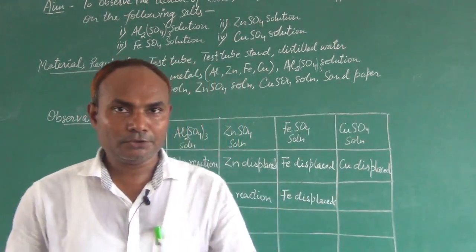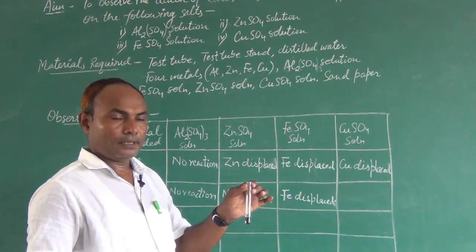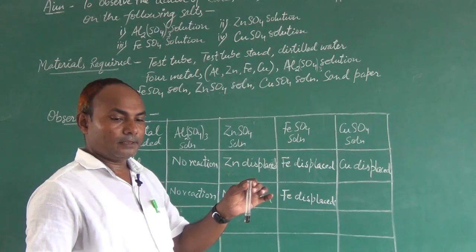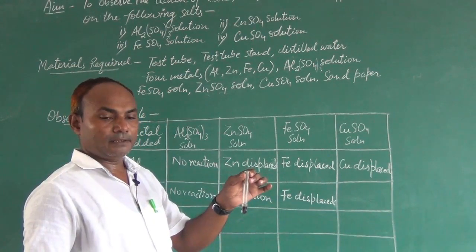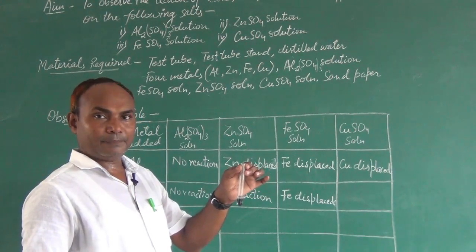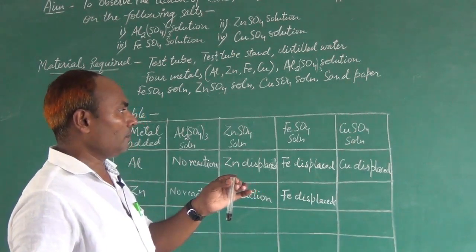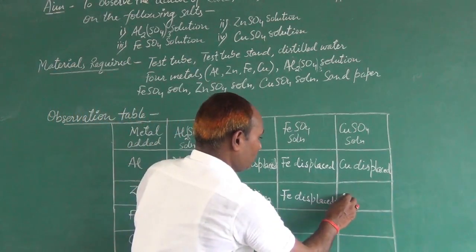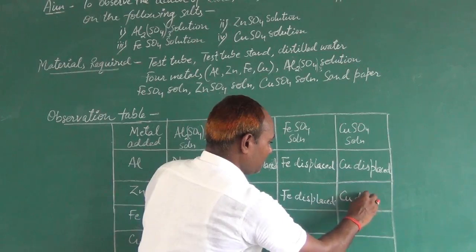In the fourth test tube, in which we have taken copper sulfate solution and zinc metal is added in it. If we observe the action of zinc with copper sulfate, the blue color of copper sulfate solution is disappeared. Zinc metal displaces copper from copper salt solution. Copper, so we have to write down copper is displaced.